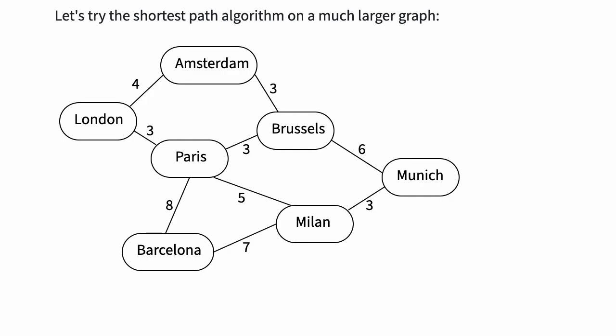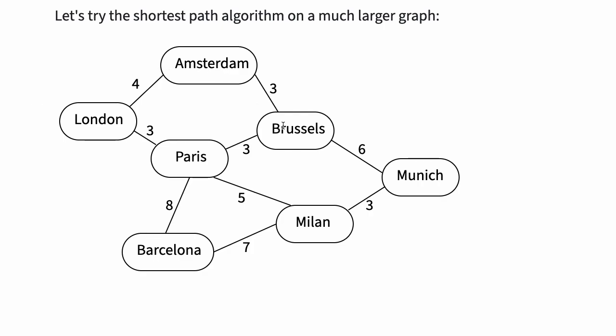Let's try the shortest path algorithm on a much larger graph. Let's start at London. London's neighbors are Amsterdam and Paris. The distance to Amsterdam is 4, and the distance to Paris is 3, and we add them to the tree. The next node in the table is Amsterdam.